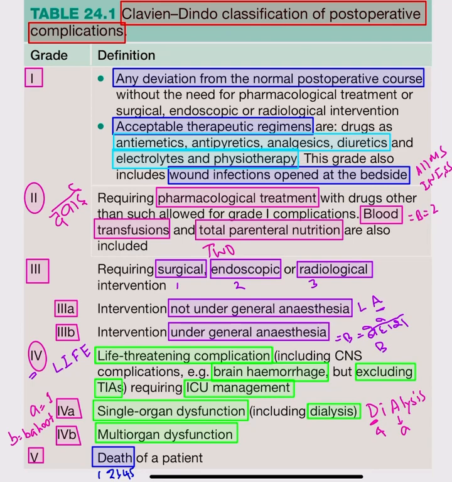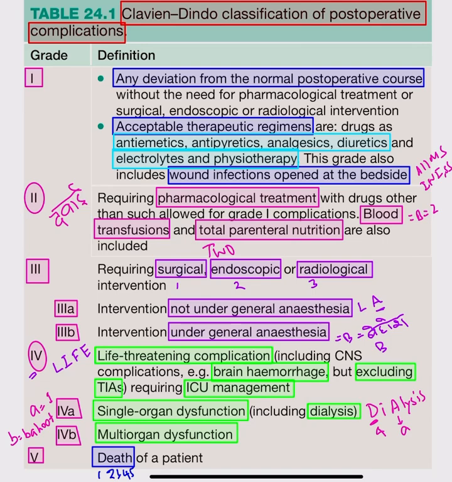So there are 5 grades. In grade 3 and grade 4 there is 3A and 3B, and 4A and 4B. Okay, so we'll learn in a very easy way, so we can retain it for a longer period of time. So grade 1 is any deviation from the normal post-operative course.